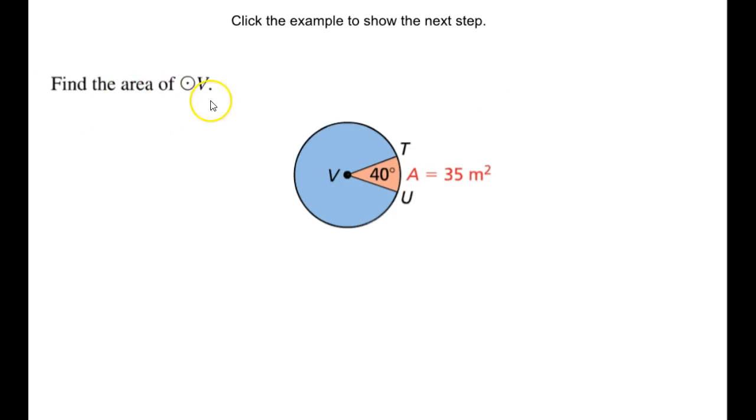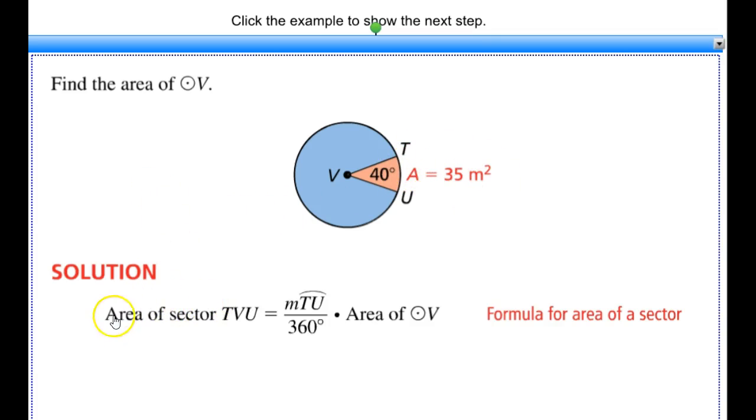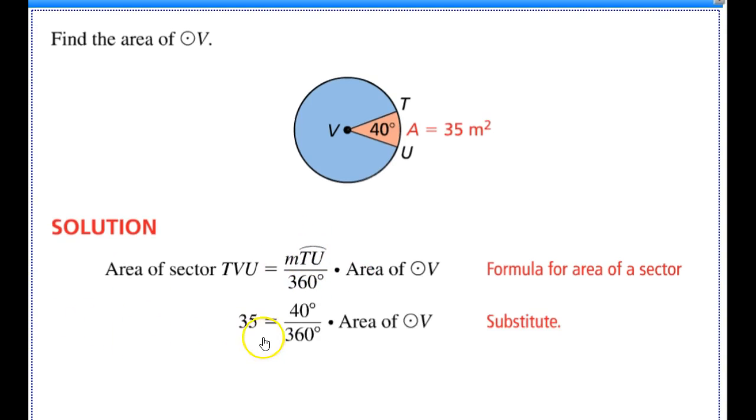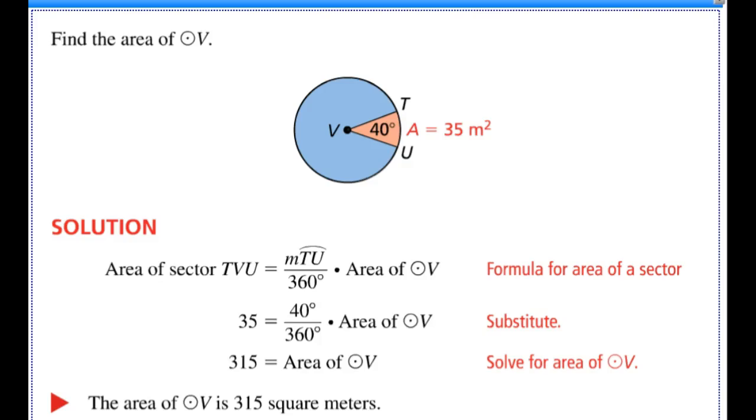So now we're going to find the area of the entire circle. So here I see I have my circle, I have my central angle, and I am told the area of my sector. So I can go ahead and still use my formula, right? The area of my sector divided by my area of my circle, which they just multiplied out, equals the little piece divided by the whole circle. So now I plug in the things that I know, and I substitute. So I know the area of that sector was 35, the central angle was 40. So now I can just solve for this area by dividing by this fraction, and I end up with my area being 315 square meters.